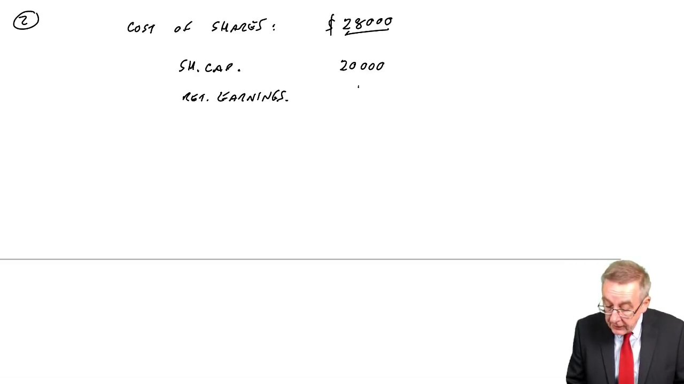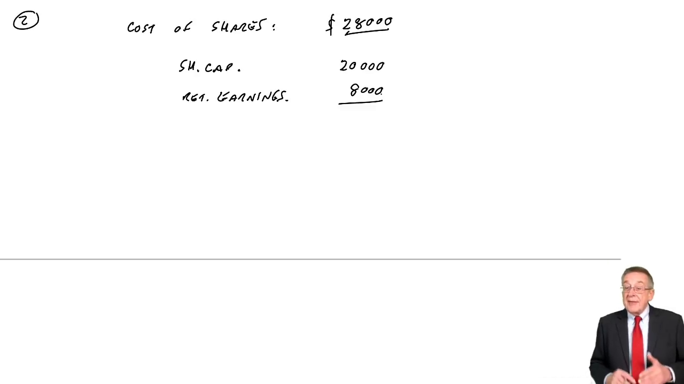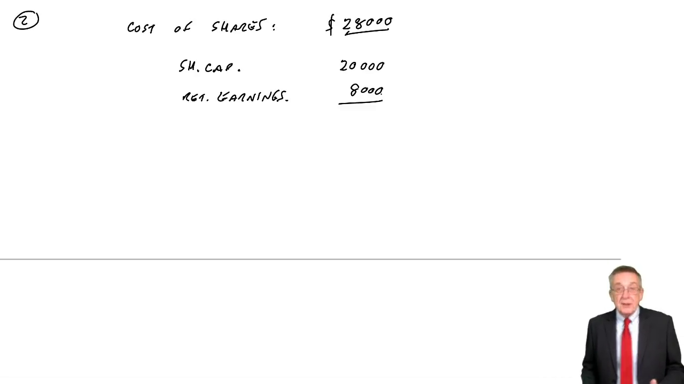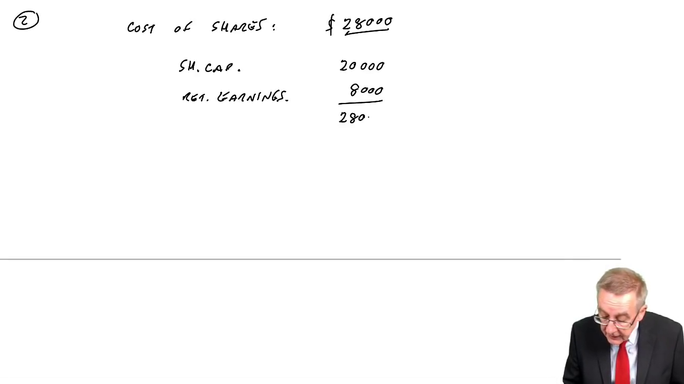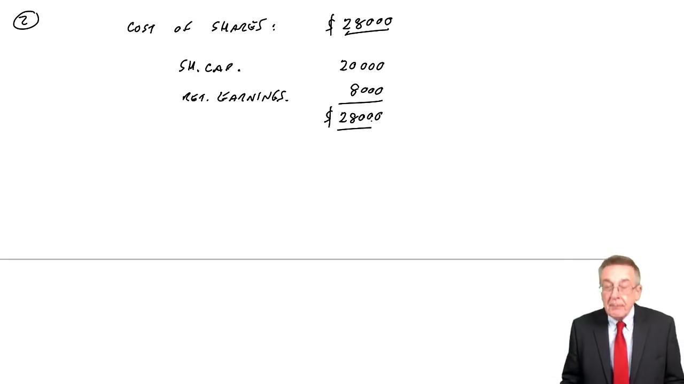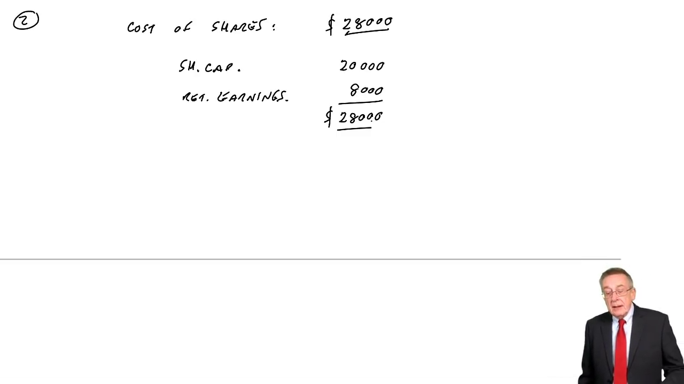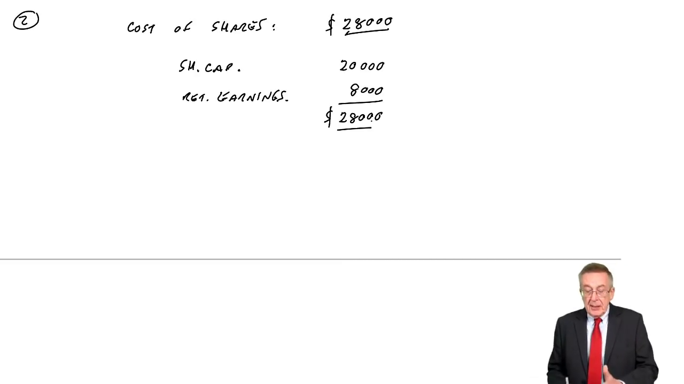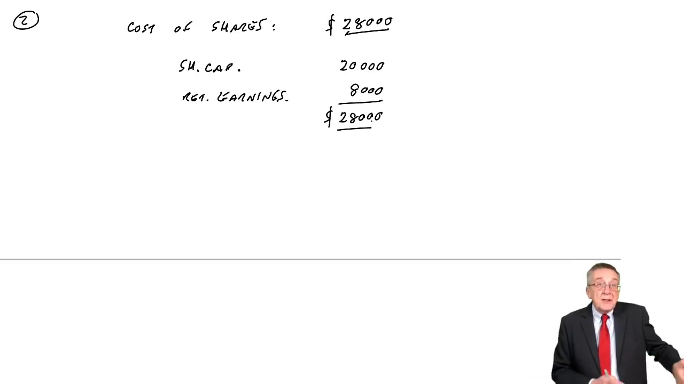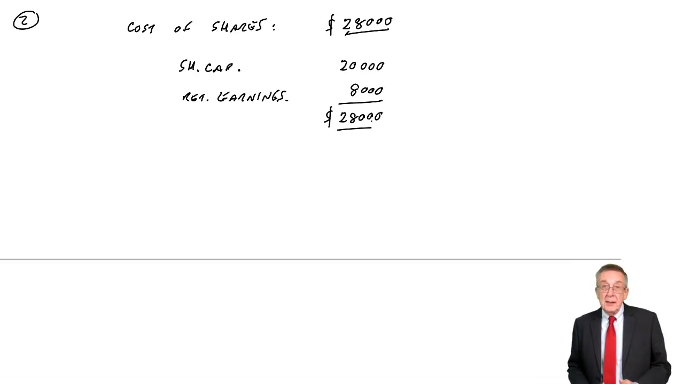Top line, it says 8,000. And so, at the date P bought the shares, S was worth 28,000: the share capital plus the retained earnings. S must have been worth 28 because, of course, the share capital plus retained earnings is always going to be equal to the net assets, total assets minus total liabilities.